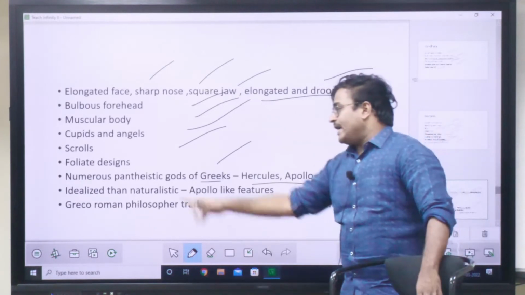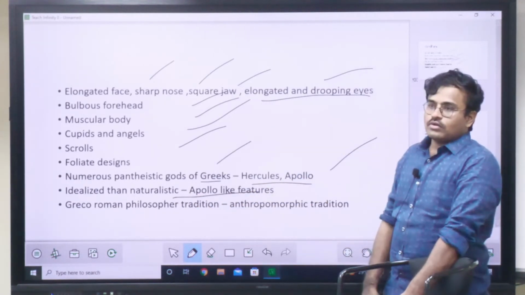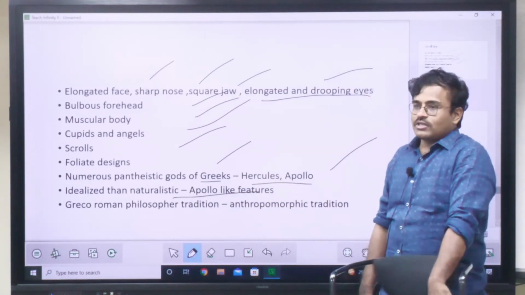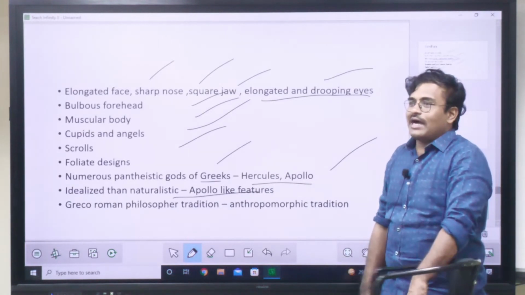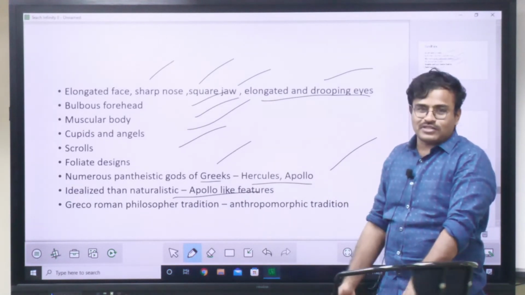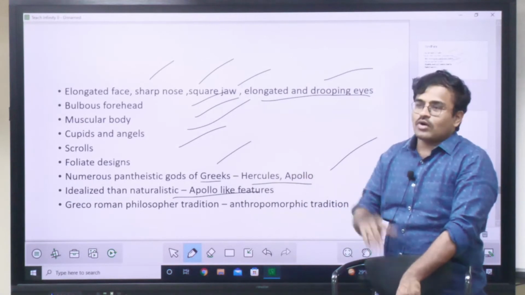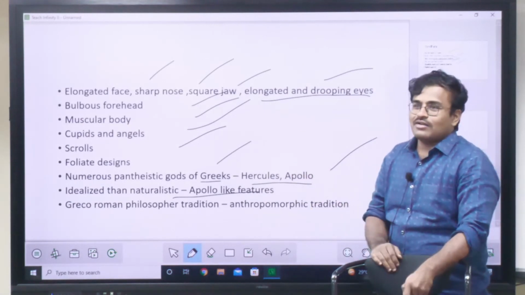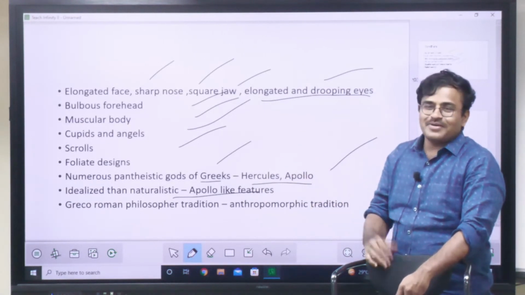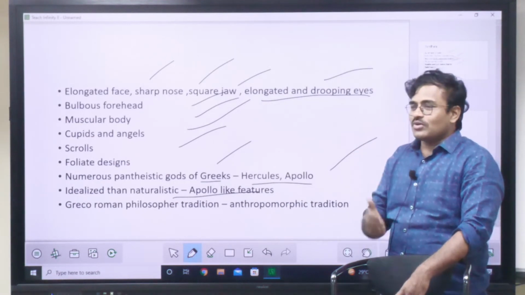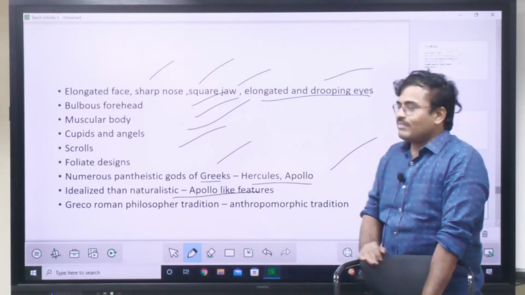Here, Buddha is idealized rather than naturalistic. Yes or no? Is it a naturalistic Buddha? Buddha would have had typical Indian features. Why will he look like a Greek god? He was born in Bihar, Nepal. So his features will not be so well formed, right? But they did this.